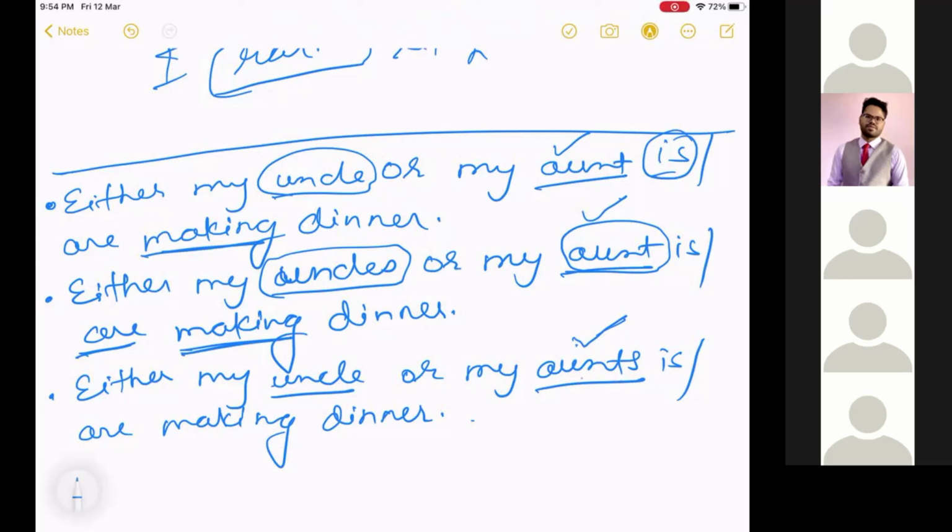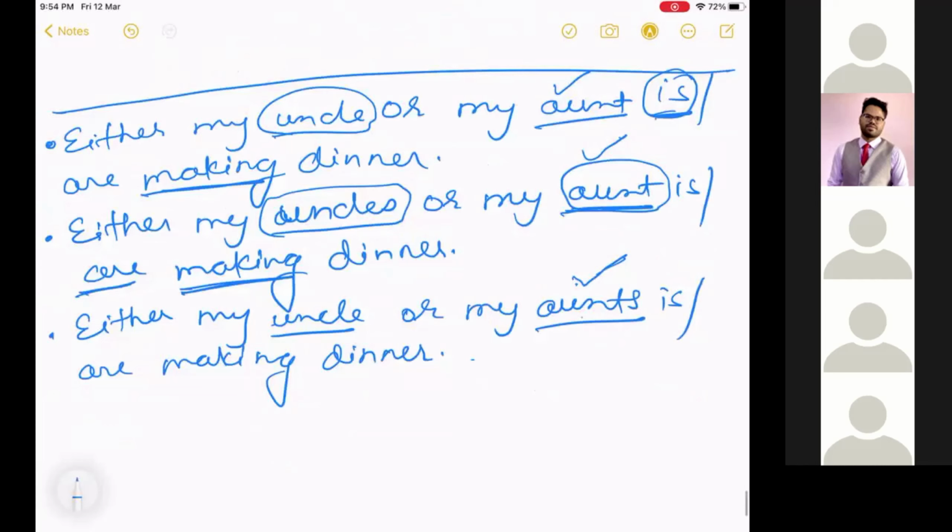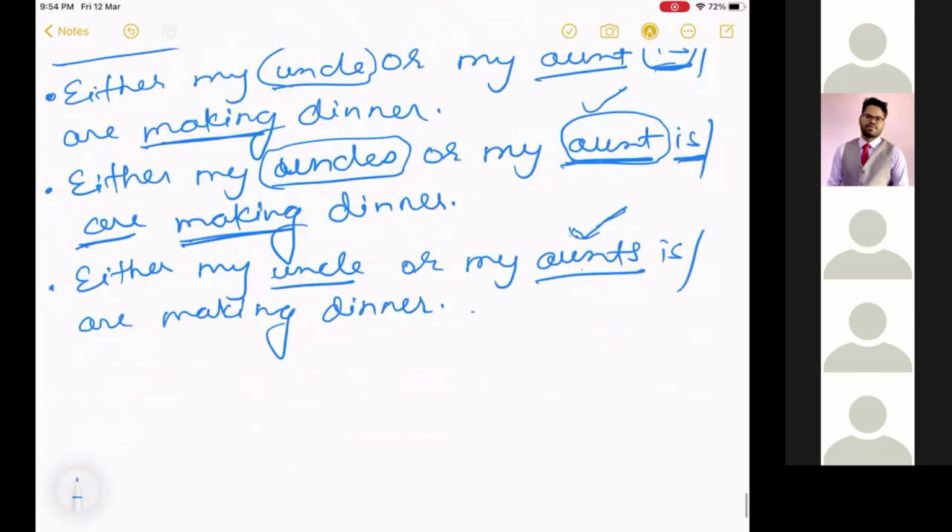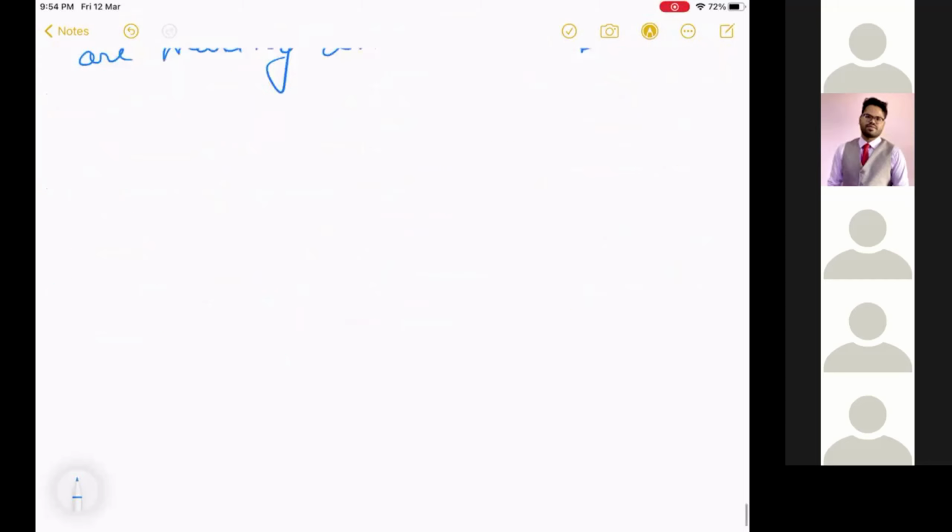Is it clear? So here the first answer will be is, because aunt is singular, that's why we will go with is. Here also the second is certain, we will go with is. In the third one we have aunts, so it will be are. It doesn't matter whether the first is singular or plural. If we have aunt, it will be singular. If we have aunts, it will be plural. That is the concept of either or, neither nor. The same goes with neither as well.